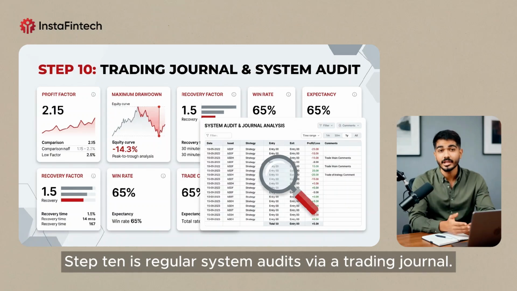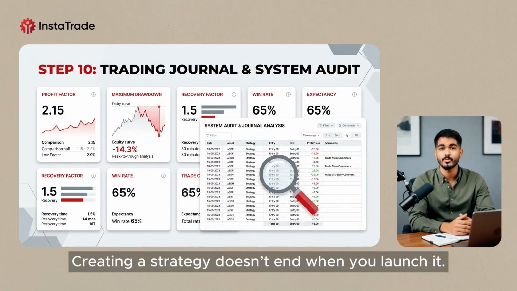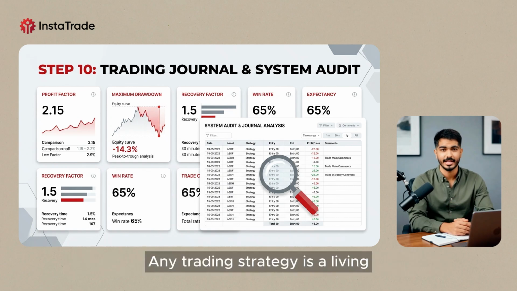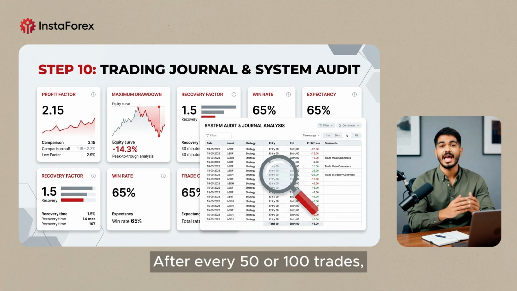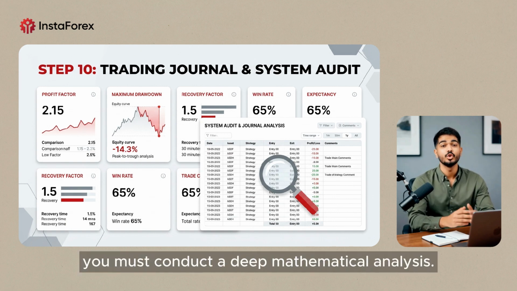Step 10 is regular system audits via a trading journal. Creating a strategy doesn't end when you launch it. Any trading strategy is a living mechanism that requires constant fine-tuning. After every 50 or 100 trades, you must conduct a deep mathematical analysis.